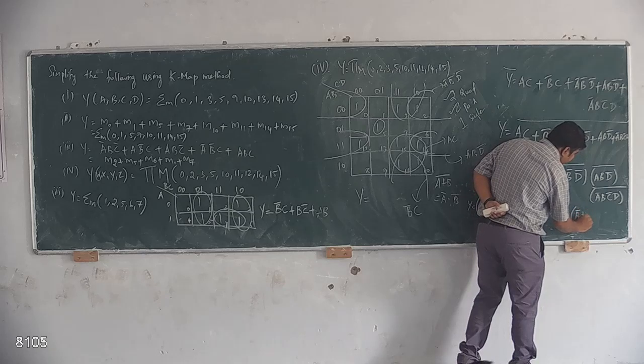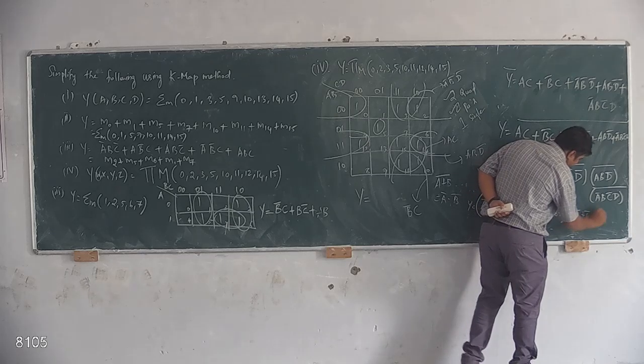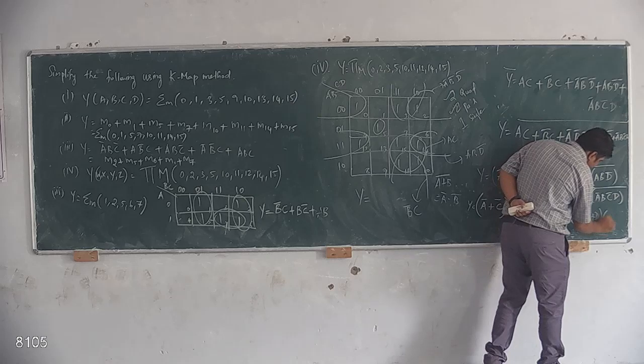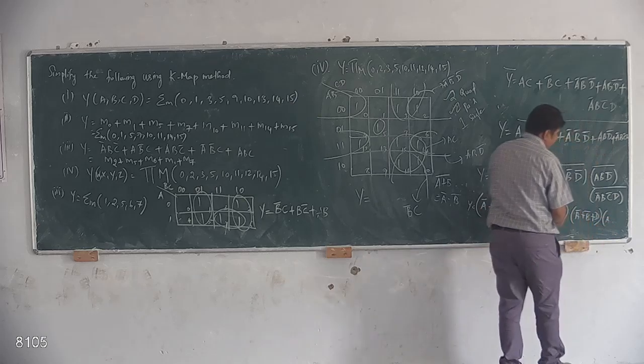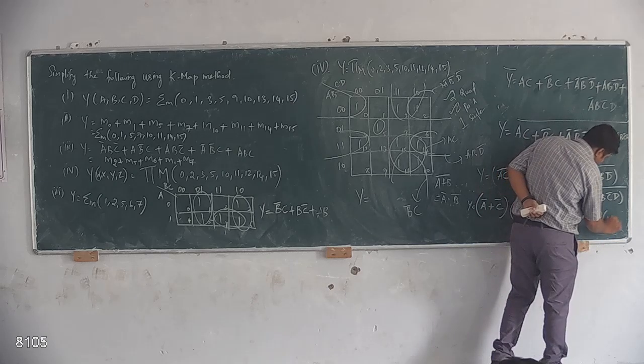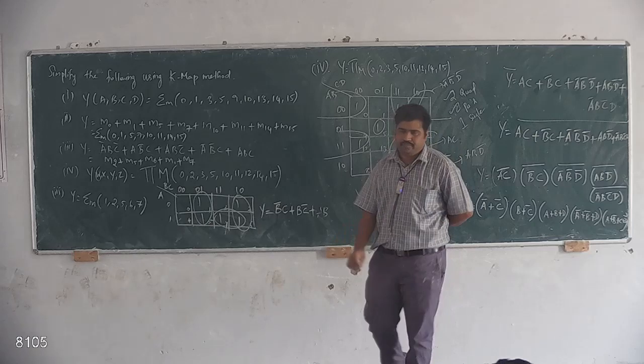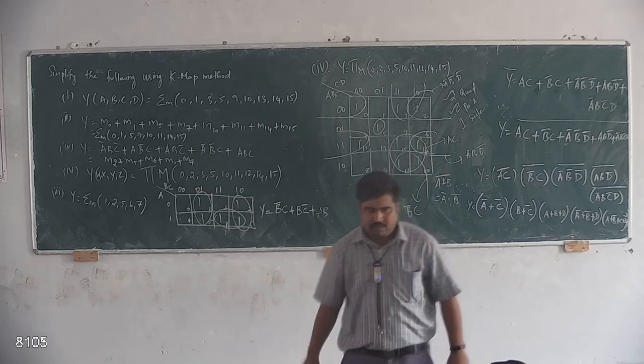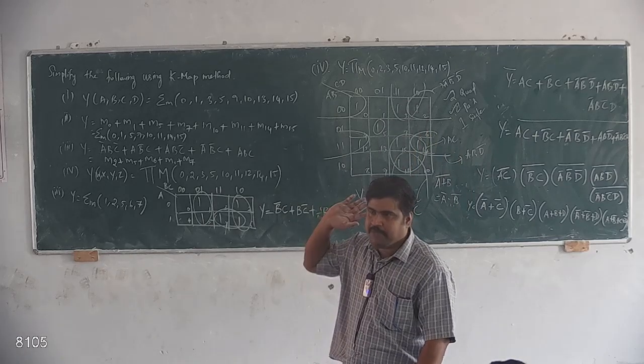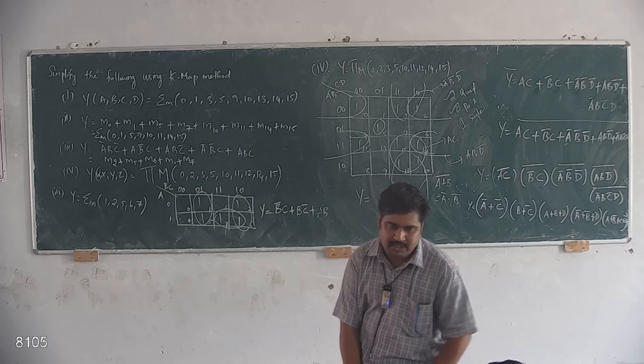A bar plus B bar plus D. This answer is A plus B bar plus C plus D bar. This is your final answer. So it will be in the form of POS format. Okay, this is your final answer.